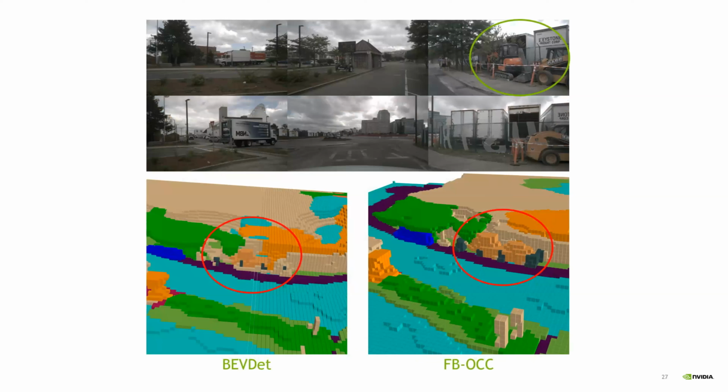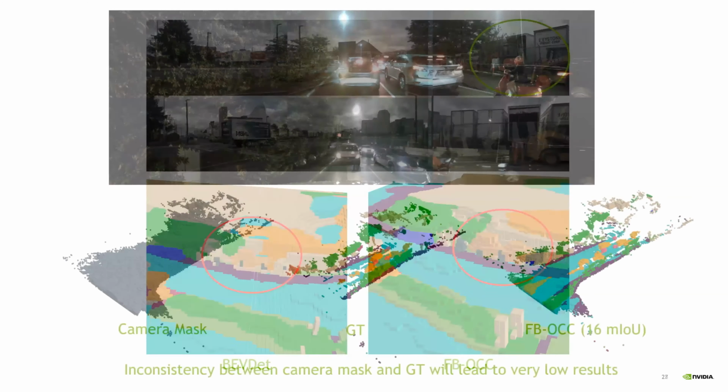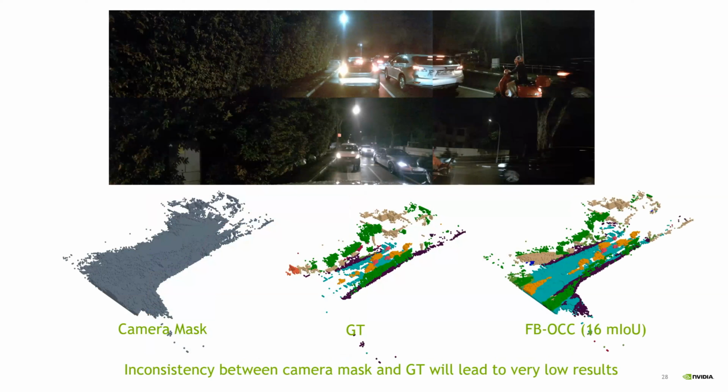Here are some comparisons between FB-OCC, our final solution, compared with the baseline starting from BEV-DAT. You can see that on some irregular shaped objects, the prediction gets better. And also we noticed some noise in the dataset itself, which hopefully can provide a useful case study.